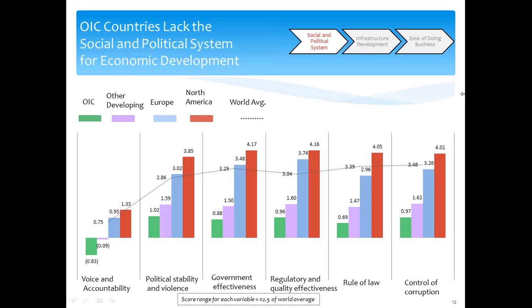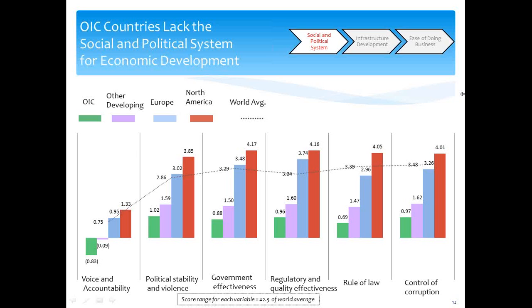If you look at voice and accountability, OIC countries are negative. On political stability, they are the lowest. On government effectiveness, along with regulatory quality, rule of law, and control of corruption, the OIC countries are ranked number 4 among this group of countries that we studied.